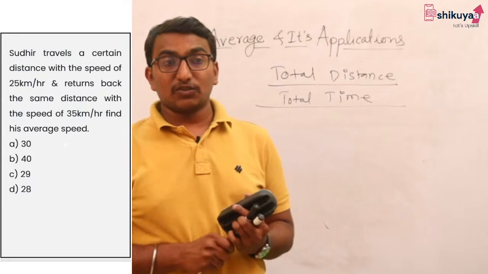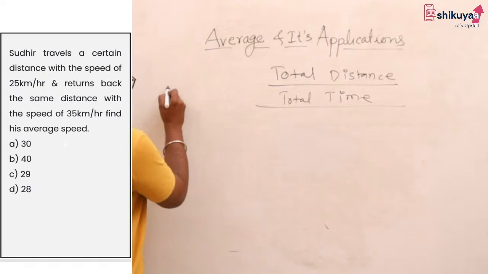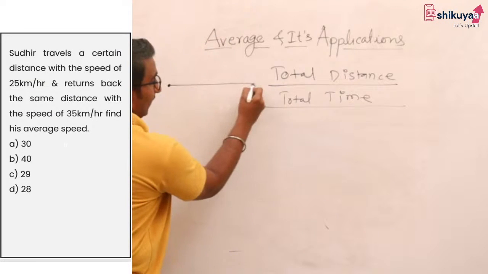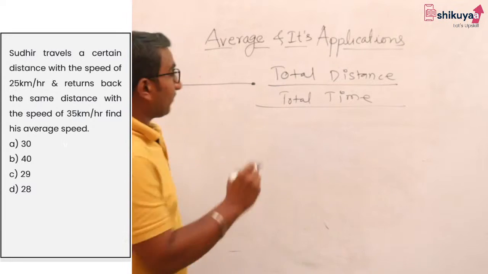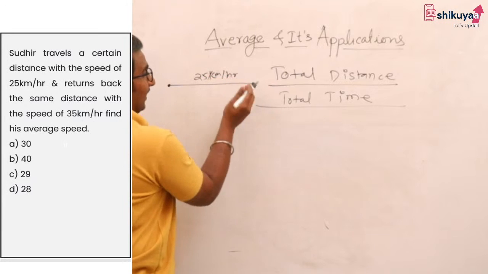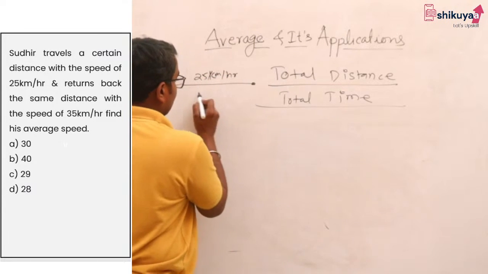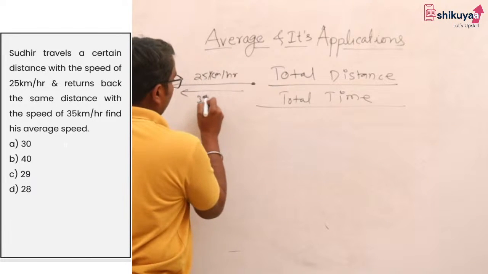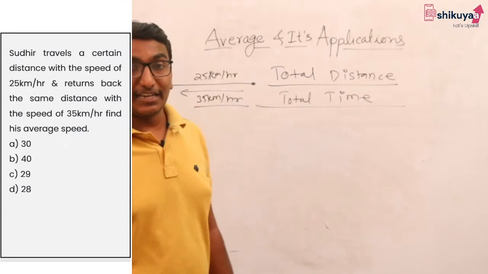Here in this case, what has happened? The distance is the same. Sudhir started traveling from this point and went there with a speed of 25 km per hour. And he has returned the same distance, so the distance is not going to change, with a speed of 35 km per hour. Now, what is his average speed?